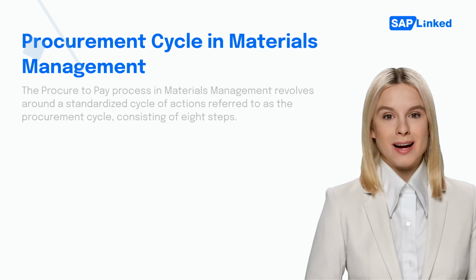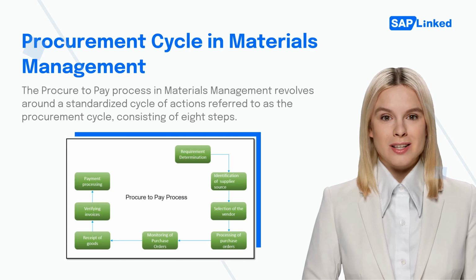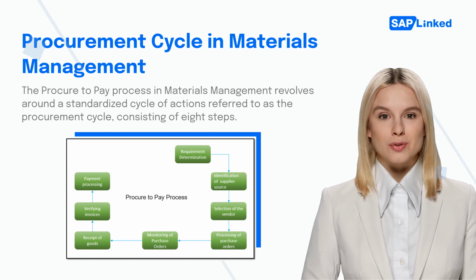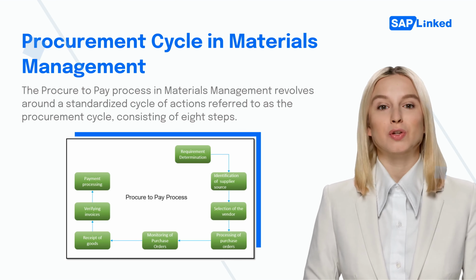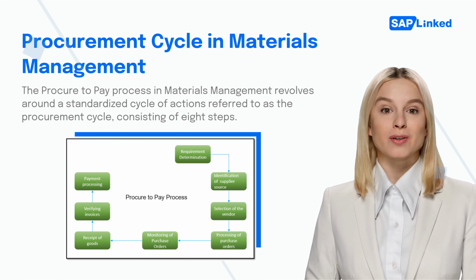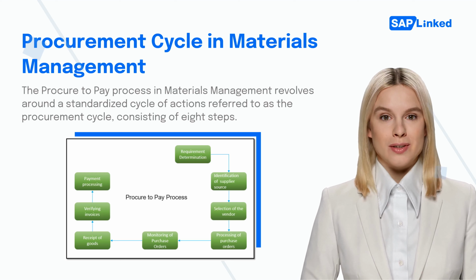The procure-to-pay process in materials management revolves around a standardized cycle of actions referred to as the procurement cycle, consisting of 8 steps. 1. Requirement determination. 2. The identification of the supplier source. 3. Selection of the vendor. 4. The processing of purchase orders. 5. Monitoring of purchase orders. 6. Receipt of goods. 7. The process of verifying invoices.